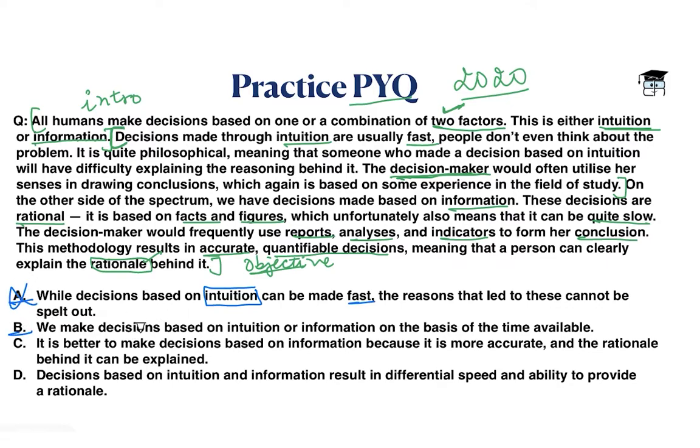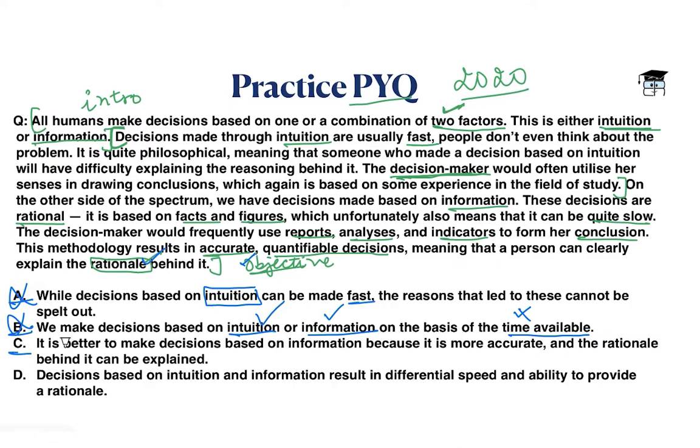Option B, we make decisions based on intuition or information. Both the keywords are listed, on the basis of time available. Okay, now in this statement, I can again not see what is the rationale, what is the objective behind the decision making process. They're talking about decisions based on intuition and decisions based on information. Up till here it is correct. But when they're talking about time available, this is not a very necessary fact, right? The necessary fact is what is the rationale, what is the objective of the decision making process. That is not written here. That means this is again not my summary.